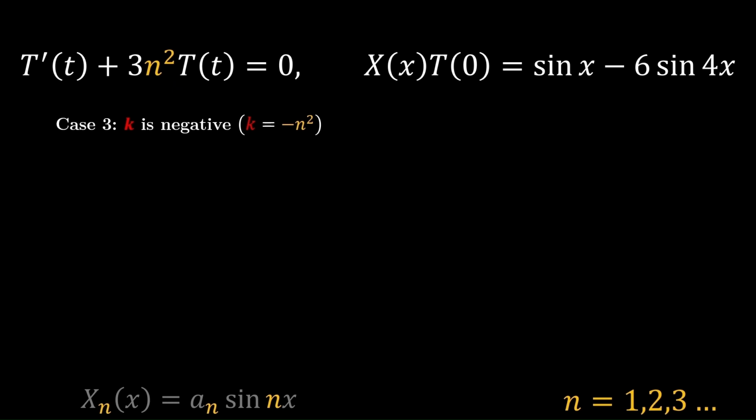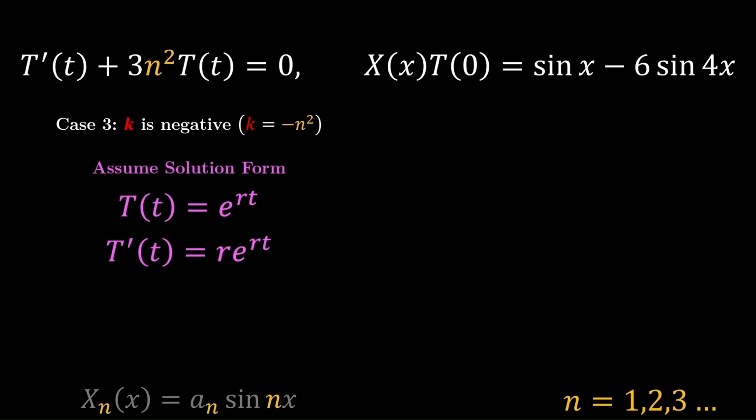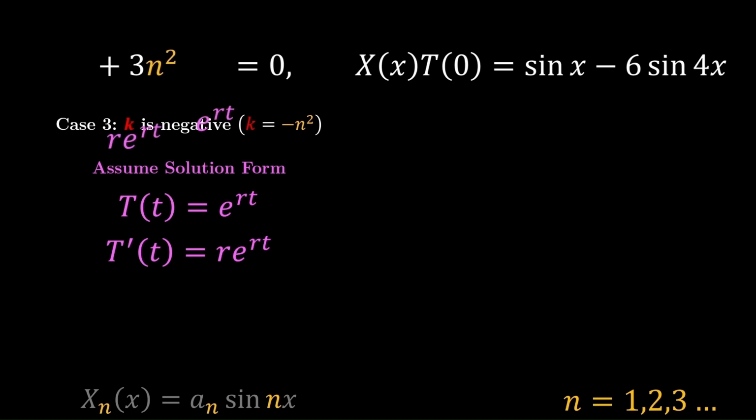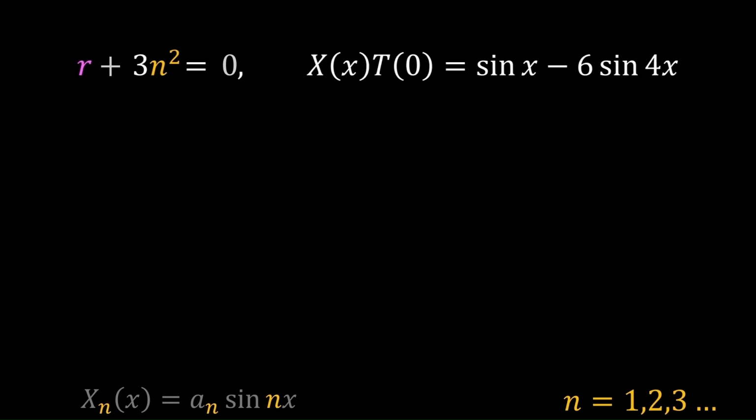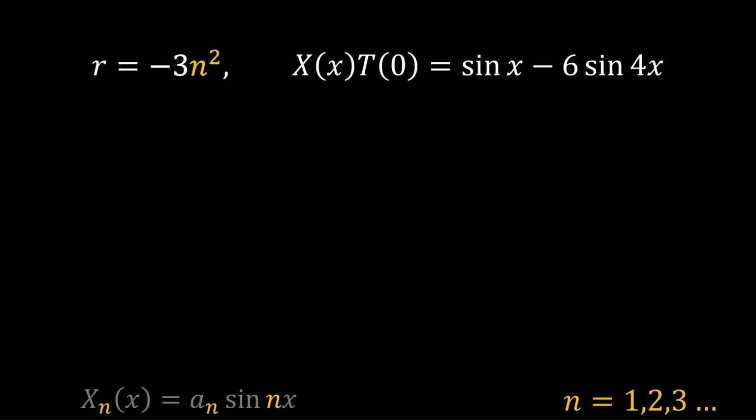As usual, we can then assume a solution form of T of t equal to e to the rt, so T prime of t must be r e to the rt. Substituting these in and going about our usual procedure, we end up with the following characteristic equation. After solving for r, we end up with r equal to negative 3 times n squared. We should recognize this as a single real root since n is just an integer, where the general solution form is as such, where b is a constant of integration.